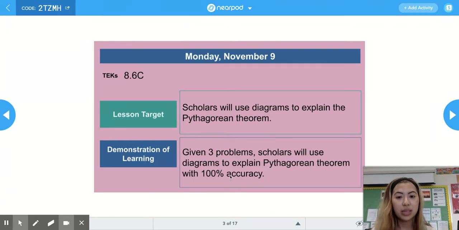Today's TEK is 8.6C, and our lesson target is scholars will use diagrams to explain the Pythagorean theorem. And our DOL is given 3 problems. Scholars will use diagrams to explain the Pythagorean theorem with 100% accuracy.